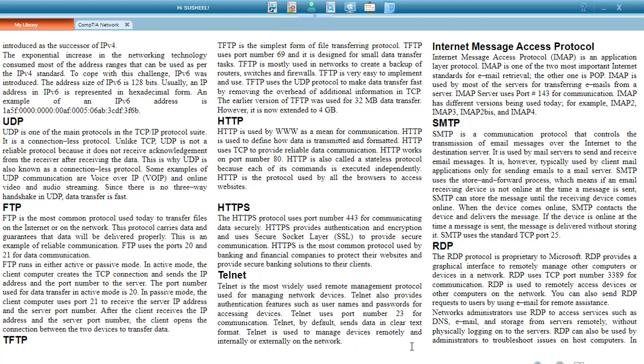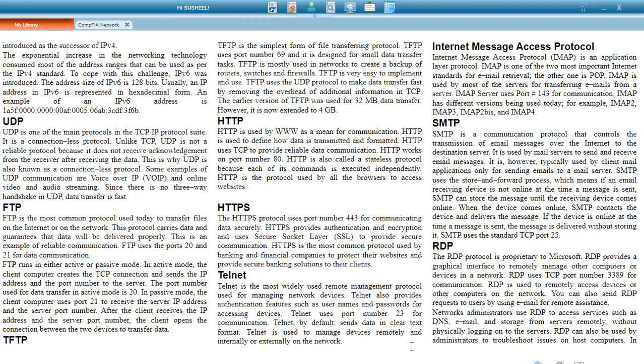TFTP uses the UDP protocol to make data transfer fast by removing the overhead of additional information in TCP. The earlier version of TFTP was used for 32 megabytes data transfer. However, it is now extended to 4 GB.